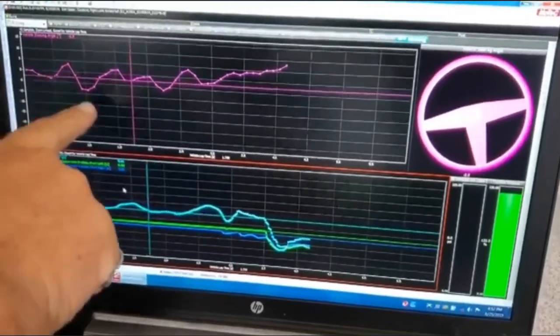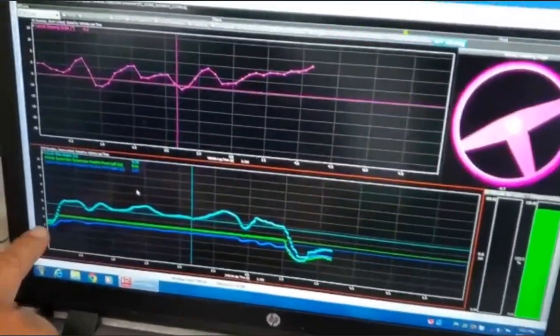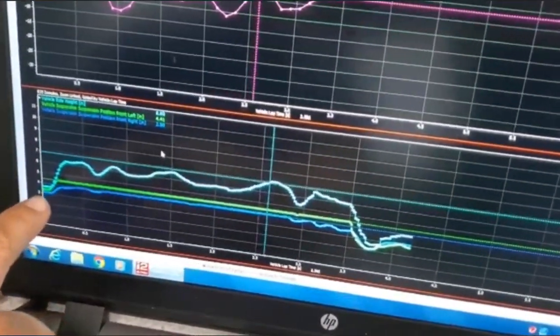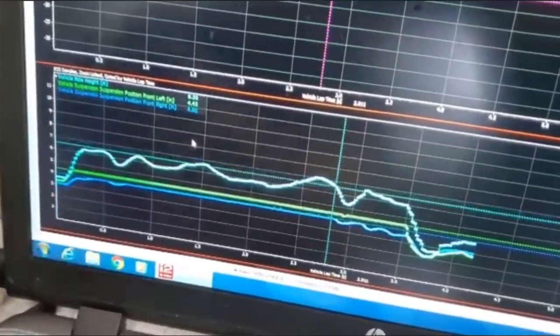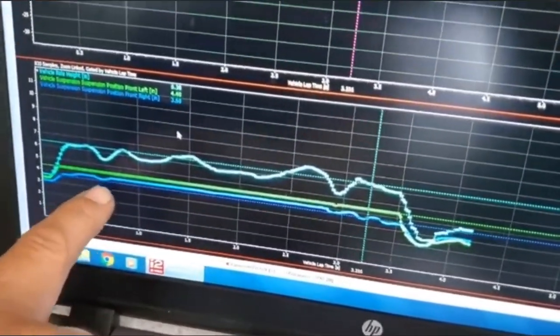This top line is the actual data from the steering angle sensor. And then on the bottom we have the laser ride height in light blue, and green is the shock position on the driver's side. Dark blue is the shock position on the passenger side. So you see each of these little divots down in the shock on the passenger side.